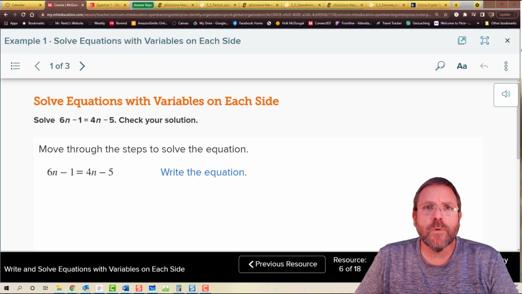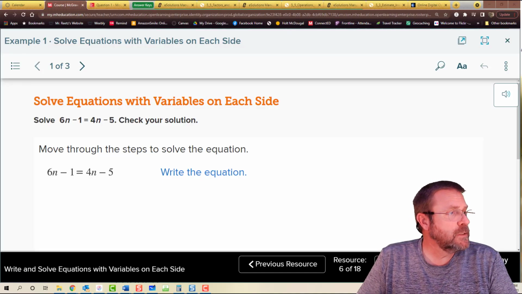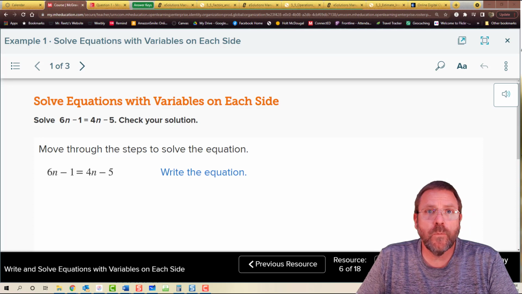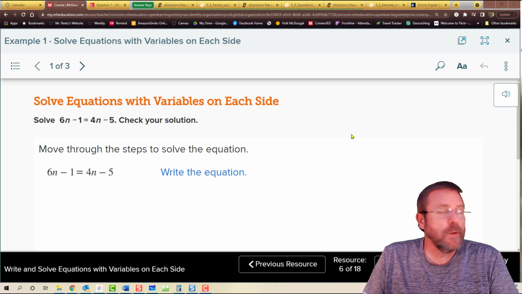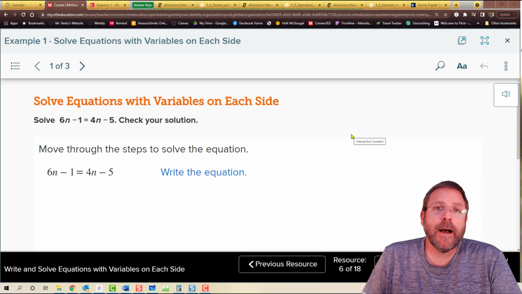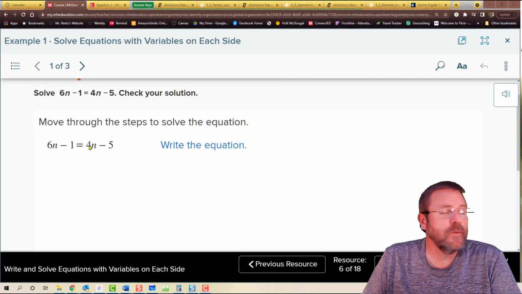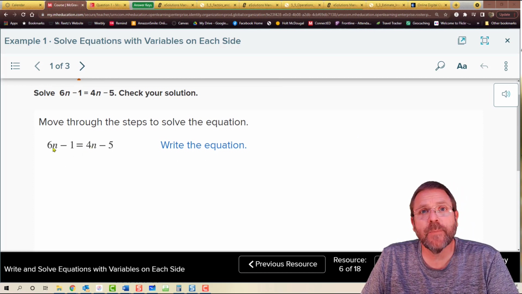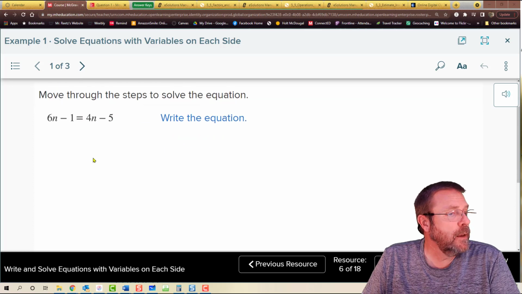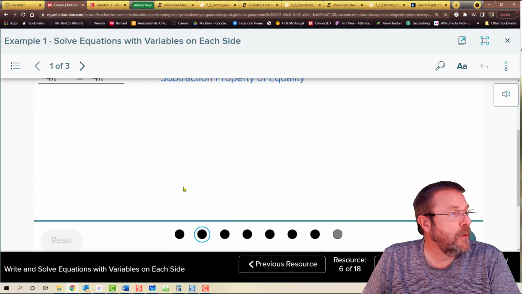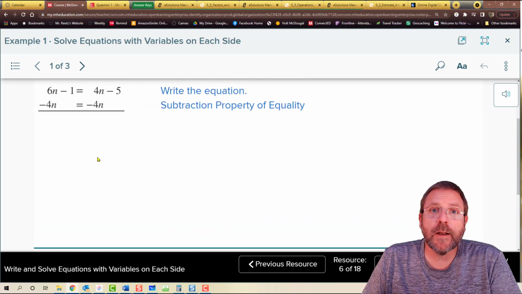And that leads us to working example 1, which says 6n minus 1 is equal to 4n minus 5. Now once again, if I'm working it, I'm going to keep the variable numbers positive, which means in this case I would need to start off by subtracting 4n from both sides to get my n's on the left hand side. Let's see what the textbook did. They started off by doing exactly what I would do.